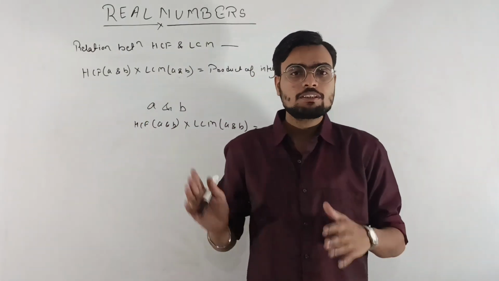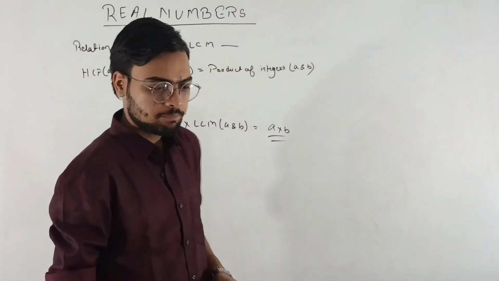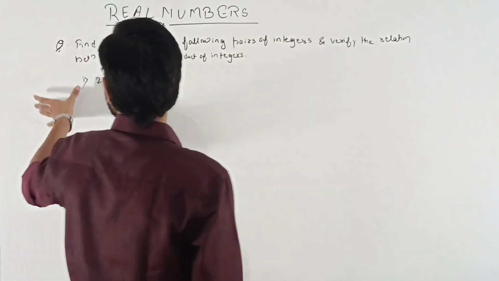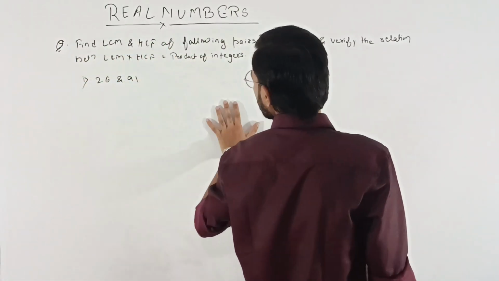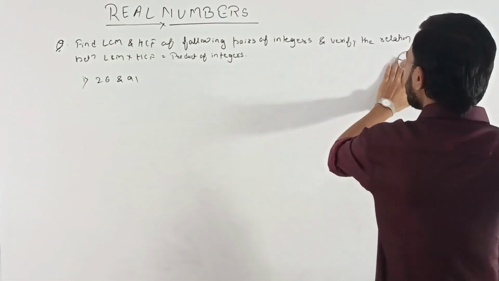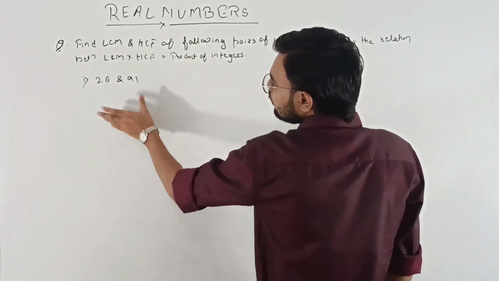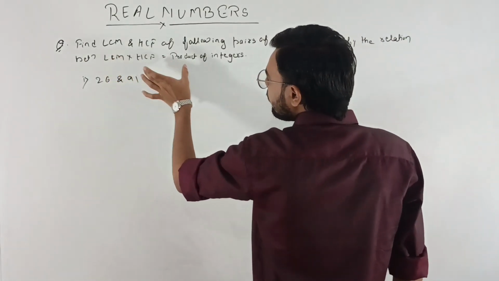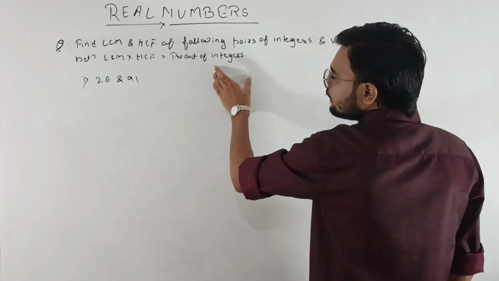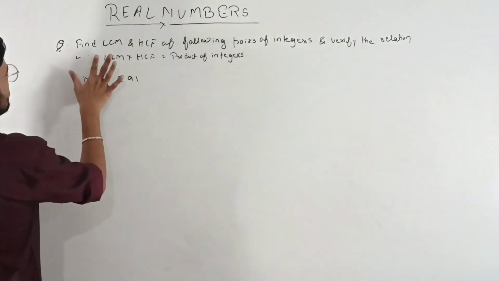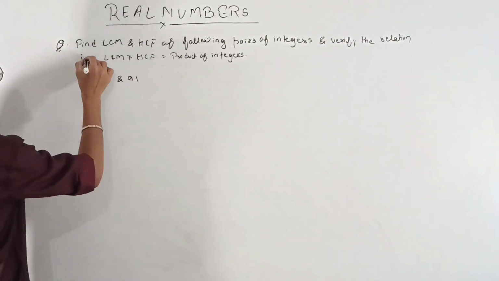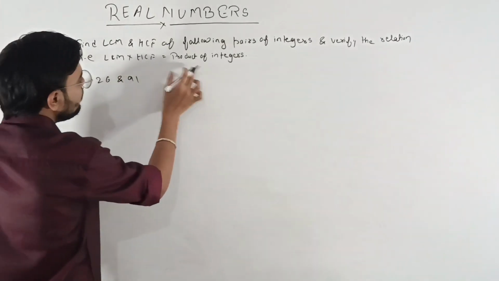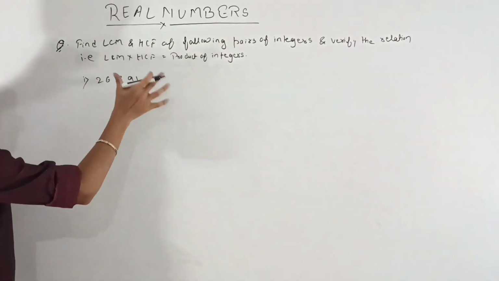Let's understand this by taking some examples. Now this is the first example. The question is: find the LCM and HCF of the following pairs of integers and verify the relation between them. What is the relation? HCF and LCM is equal to the product of integers. Verify the relation, that is, LCM into HCF is equal to the product of the integers.